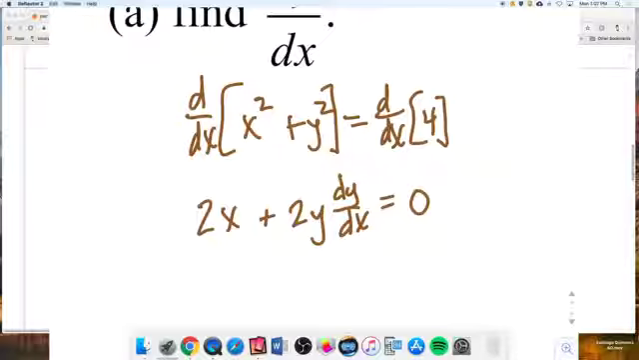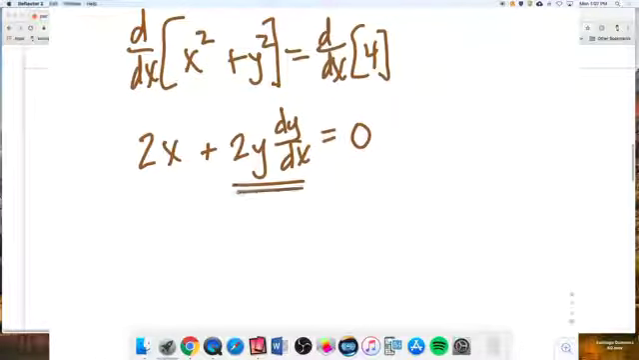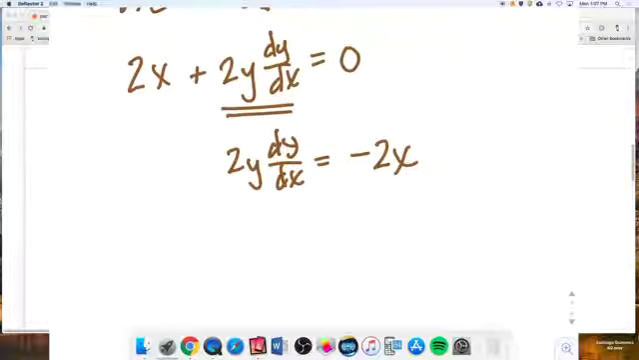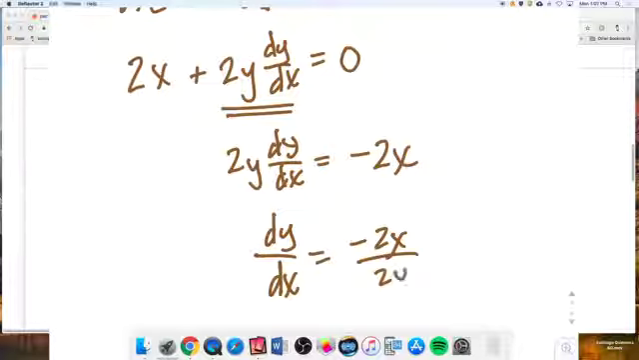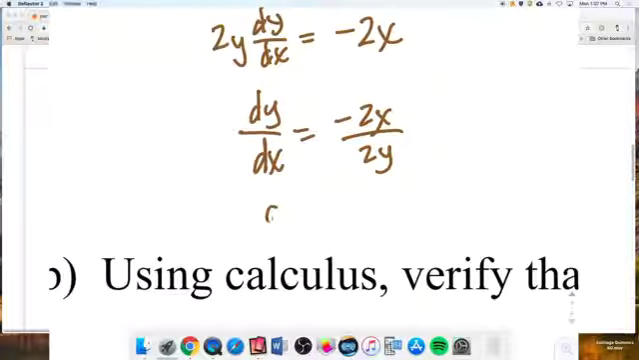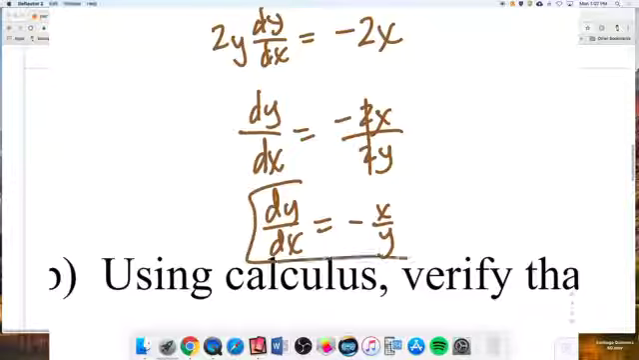Now we've got to solve for dy/dx. So here's the term that has dy/dx in it. We'll keep it by itself on the left side, and I'll bring the 2x across. It becomes negative 2x. And in this case, it's pretty easy to solve. We'll just divide both sides by 2y. So dy/dx is negative 2x over 2y. We can simplify that, can't we? It is negative x over y. So again, notice in order to find the slopes, you need to know both the x and the y coordinate.